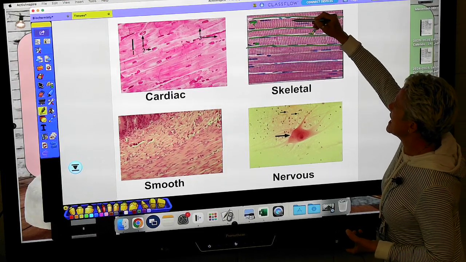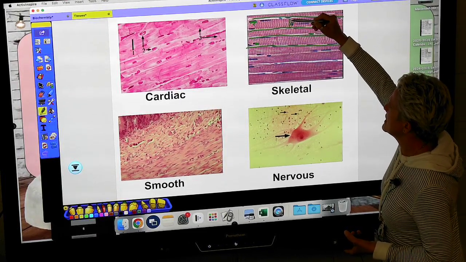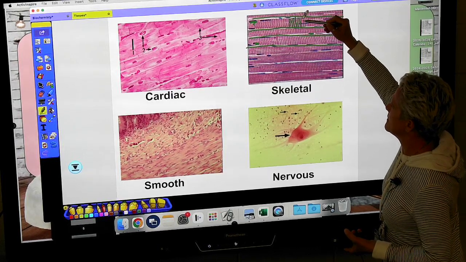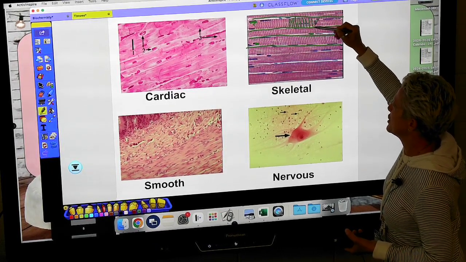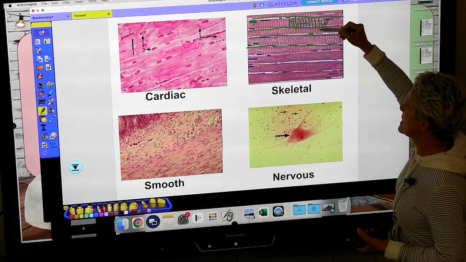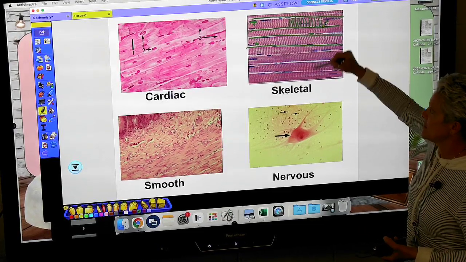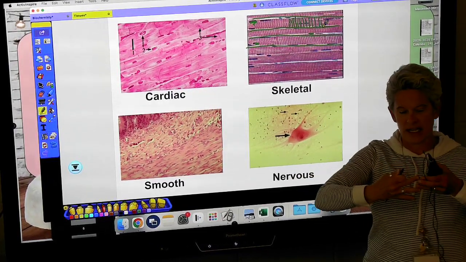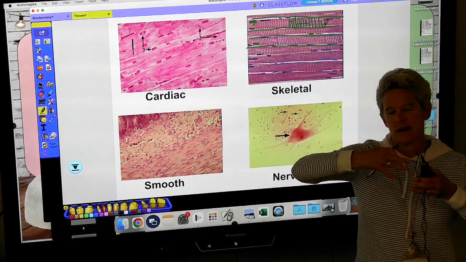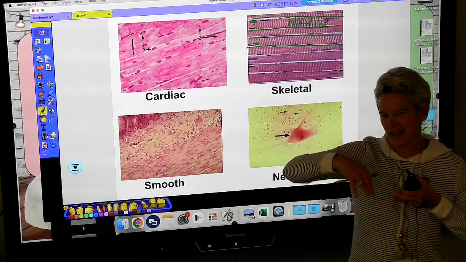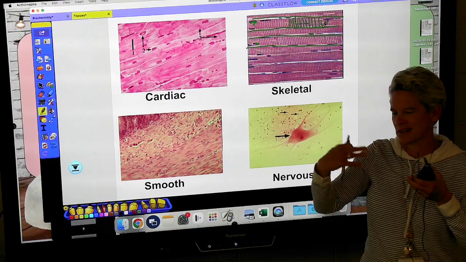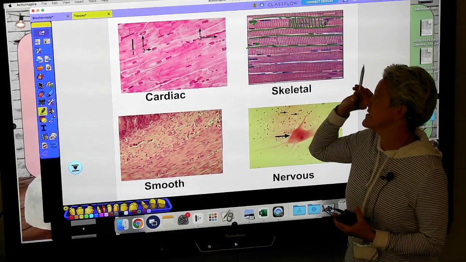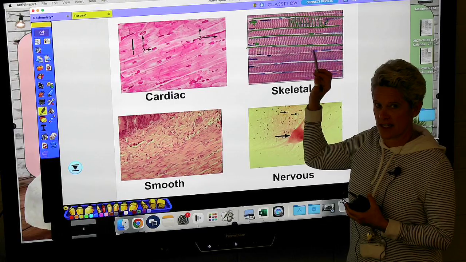But then inside, I hope that you can see these stripes that run perpendicular to the muscle fiber, and you can really see it in skeletal muscle. Those are the striations. And again, it's because of the lineup of the protein fibers that make this appear striated under the microscope. When we get to the muscles, you'll learn a little bit more about that. But right now, you just need to know that this type is striated and voluntary.